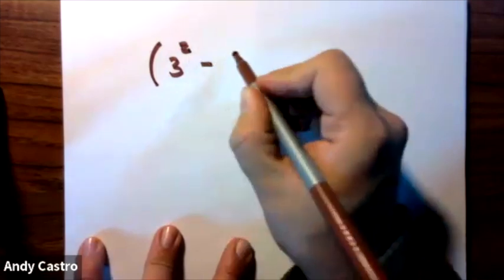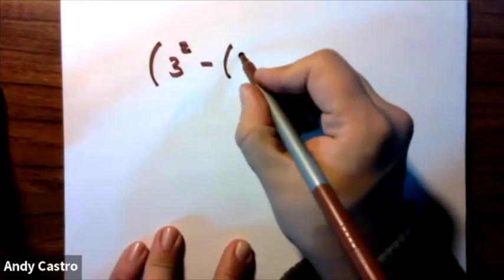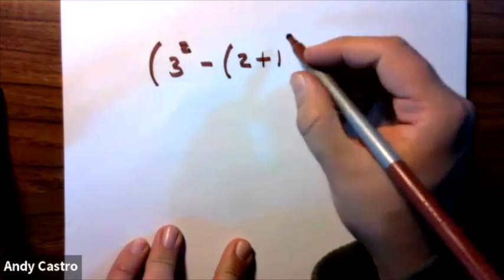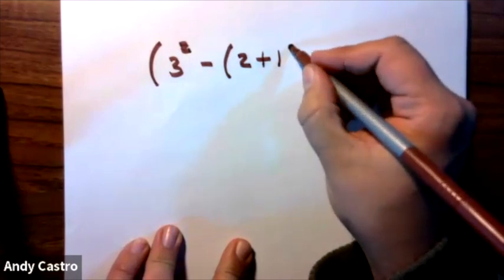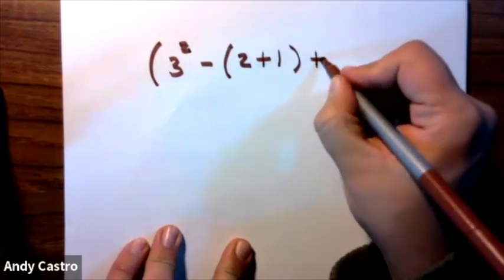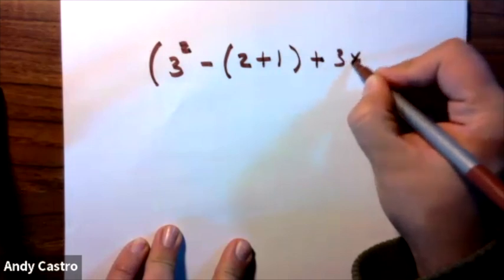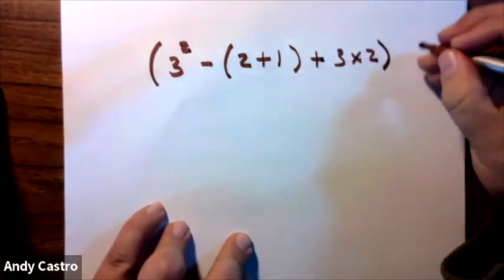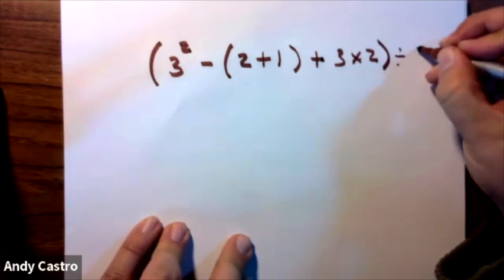All right. Let's do one a little more complicated. We're going to do the quantity 3 squared minus the quantity 2 plus 1 plus 3 times 2, and then divide that by 6.